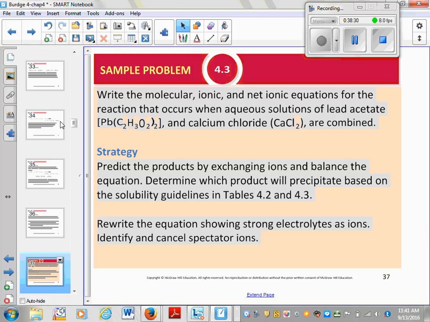So, write the molecular, ionic and net equations for the reaction that occurs when aqueous solutions of lead acetate, and there's the formula, and calcium chloride are combined.